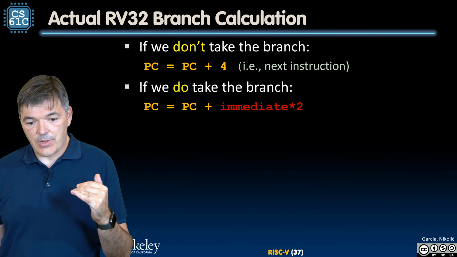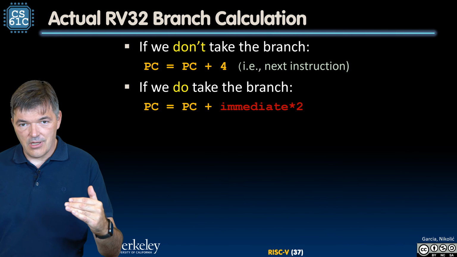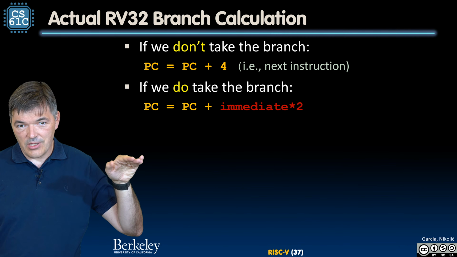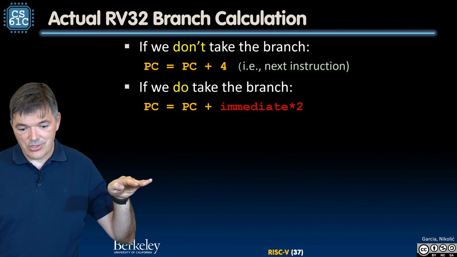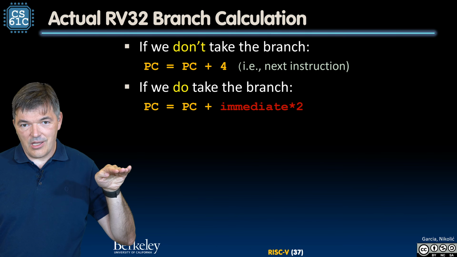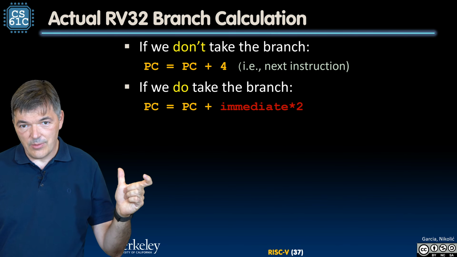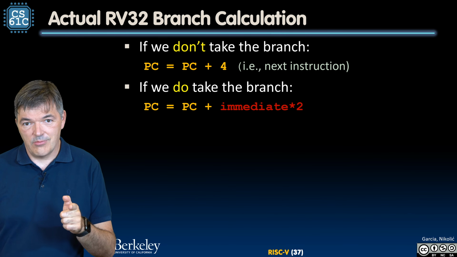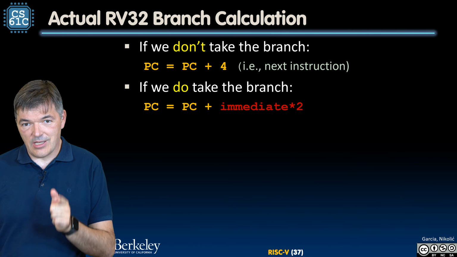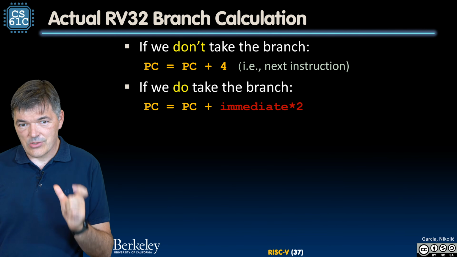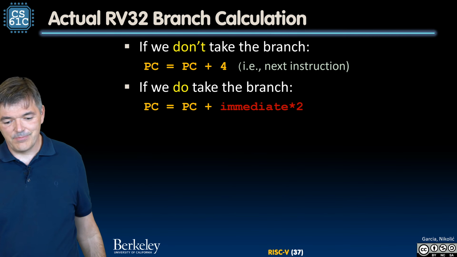If we don't take the branch, we are going to execute the next instruction in the code, which is 4 bytes away. If we do take the branch, we are loading a new value in the program counter that equals the value of the immediate times 2. Remember that, it is always times 2. So those offsets are always going to be even numbers.